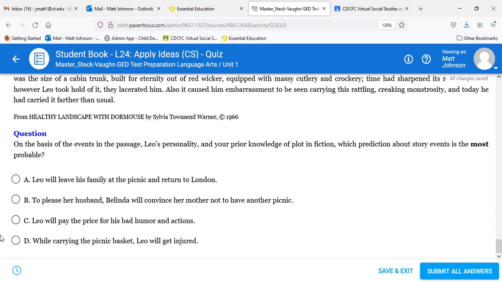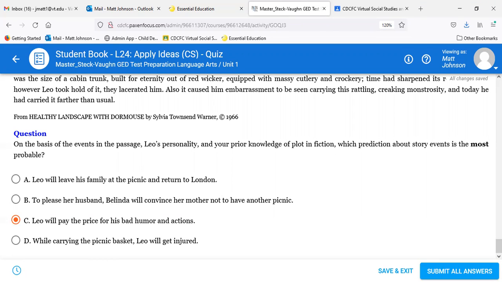Close, but it's C. Leo is probably going to pay the price for his bad humor. The picnic basket probably isn't going to injure him severely. It's more that it's inconvenient, and it's just kind of frustrating and aggravating that this thing keeps poking him. But thinking about plot and things like that, this is probably not going to work out for Leo. Something's going to happen. So when it says Leo will pay the price for his bad humor, meaning his disposition, his behavior, and his actions, something's going to happen here that's not in the favor of Leo. So 6 is C. And that's the last one for the quiz.